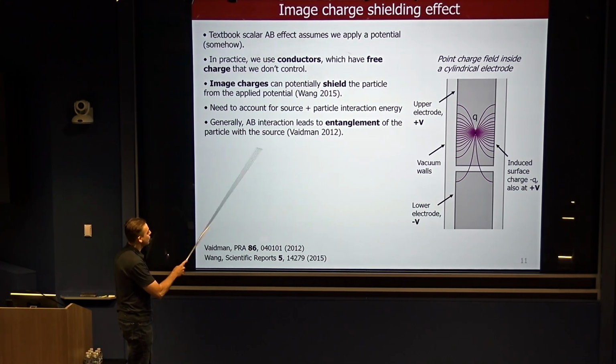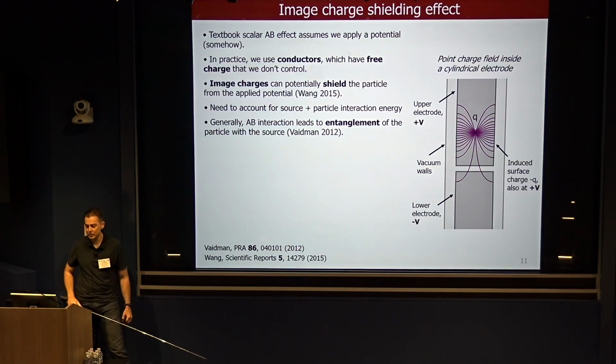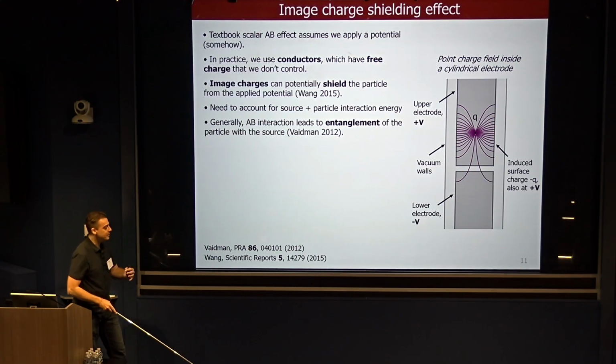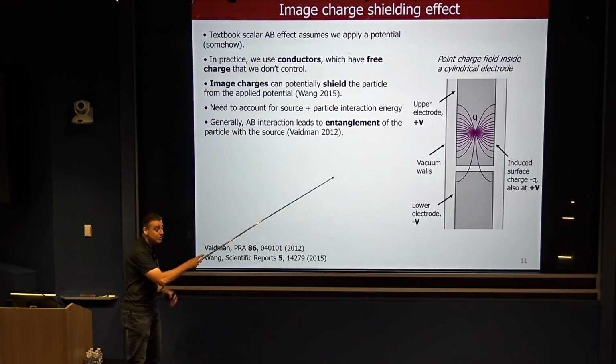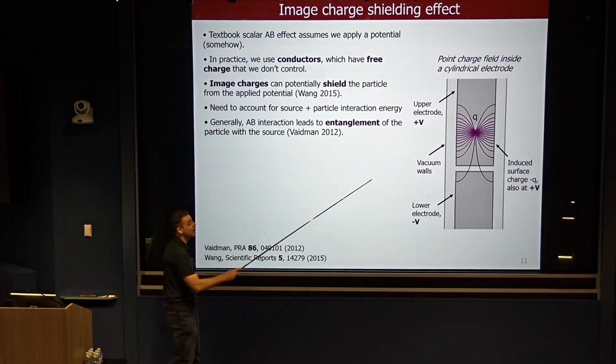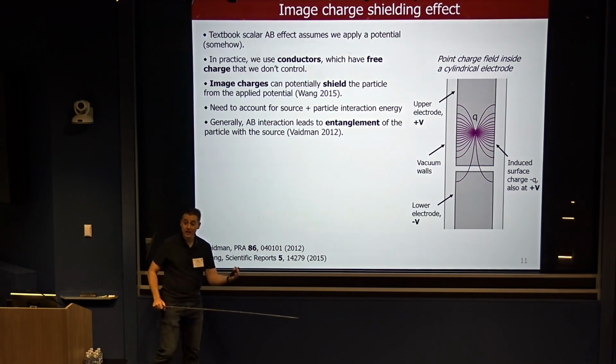A good way to think about this is pointed out by this nice Weidman paper in 2012, which is that generally in Aharonov-Bohm type experiments, there tends to be an entanglement. There's generically an entanglement between the particle and whatever source you're applying it. So in this case, the electrodes and the charge actually become entangled via their interaction.